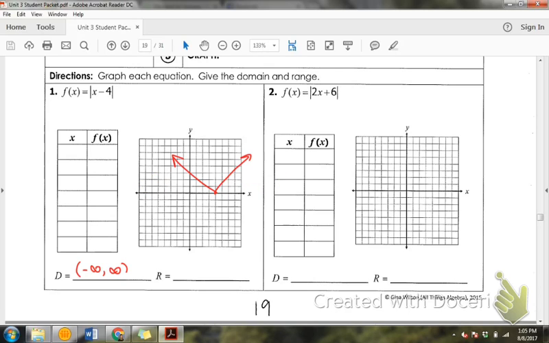Then what about our range? Someone raise your hand and tell me what you got for the range. Crystal: 0 and positive infinity. 0 to positive infinity because we're going up, right? The lowest that it goes is 0, and then it continues to go up to positive infinity. So what's the lowest on the y-axis that it goes? 4 would be here. Did it stop at 4? Nope, it went all the way down to 0. Okay.